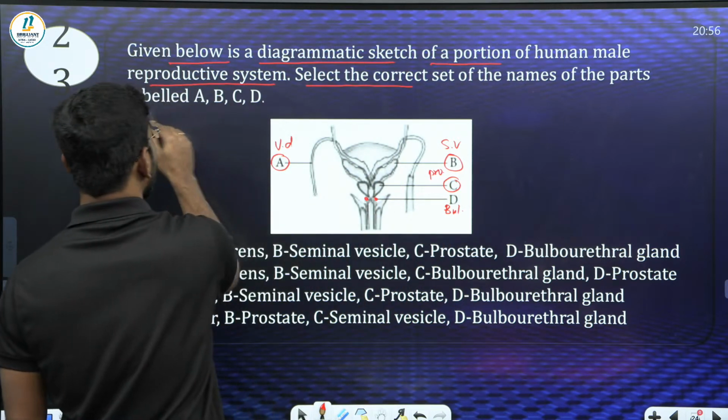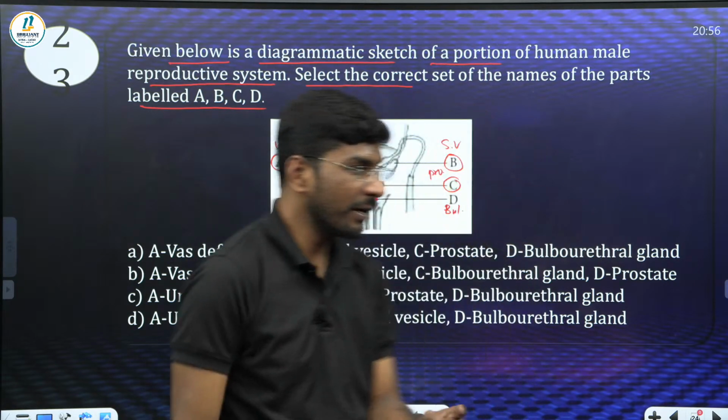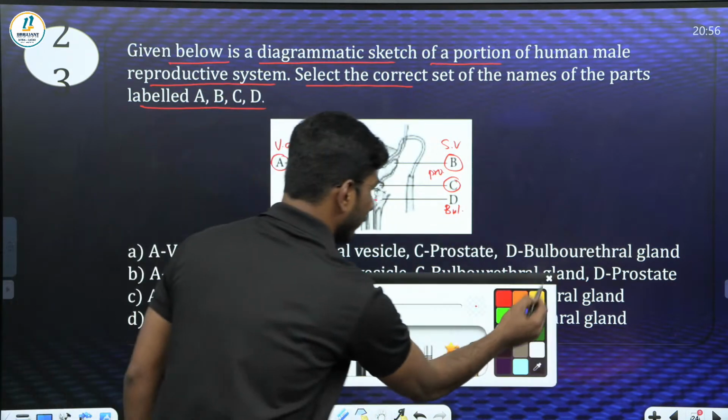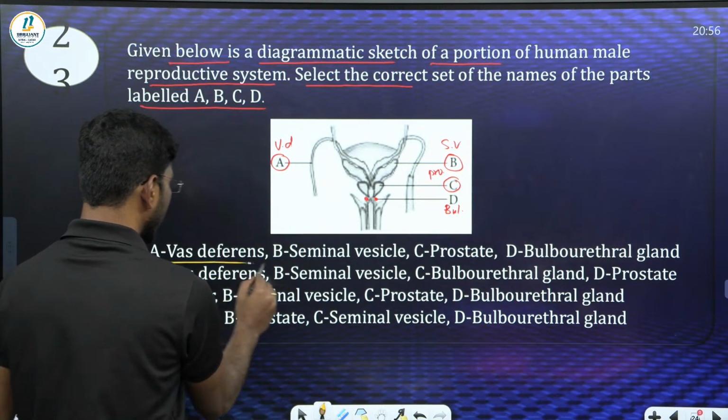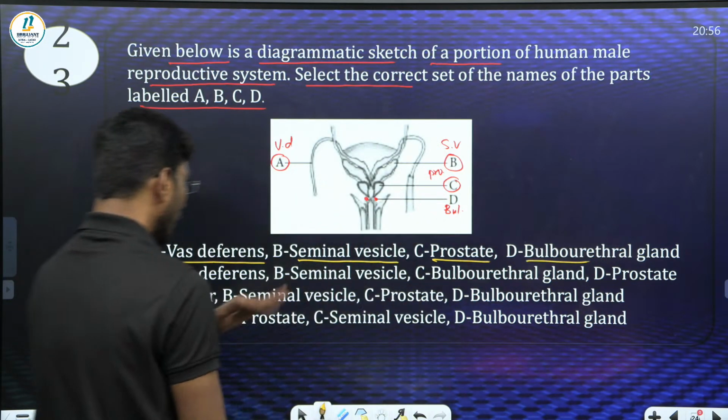The question: given below are diagrammatic sketches of a portion of the human male reproductive system. Select the correct option from A, B, C, D. Answer fast. First one is what? Tell me. Vas deferens, seminal vesicles, prostate, bulbourethral. Correct only. What about this one?